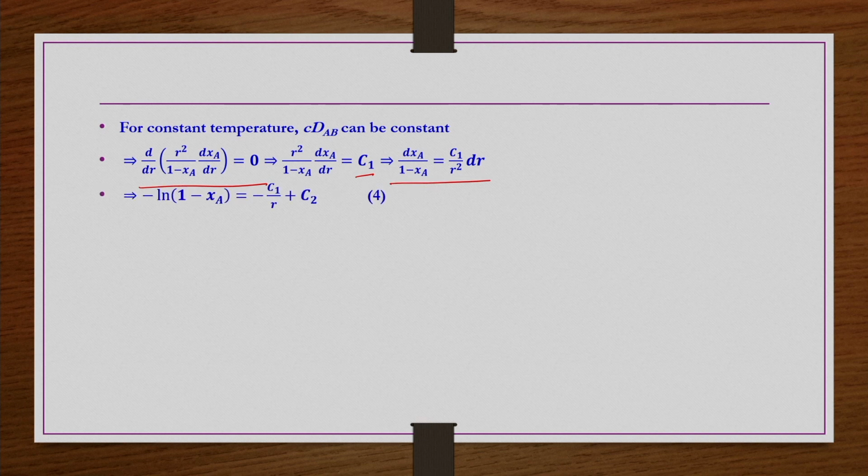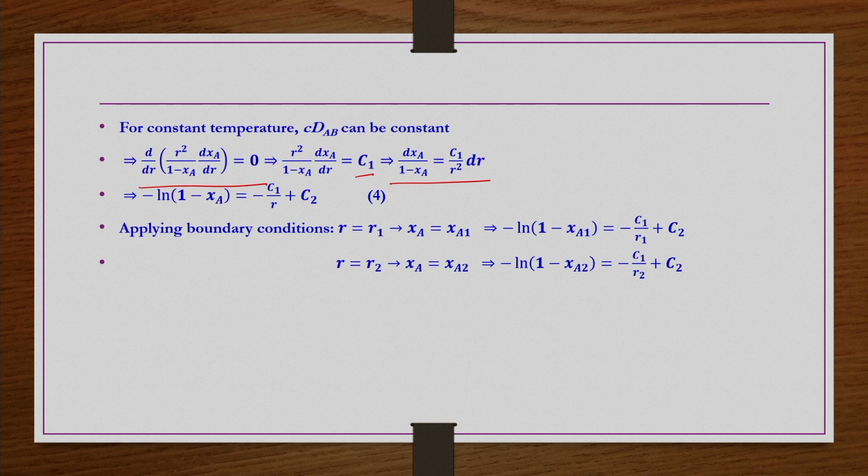Now, once again if you integrate, you get ln of 1 minus XA divided by minus 1. So, that is minus ln 1 minus XA is equals to the integration of R power minus 2, which is minus 1 by R. So, minus C1 by R plus another integration constant C2. Now, we have two boundary conditions. At R is equals to R1, we have XA is equals to XA1. At R is equals to R2, XA is equals to XA2. When you apply these two boundary conditions, you get these two expressions, simply replacing R equals R1 and XA equals XA1, and R equals R2 and XA equals XA2 in the first and second equations respectively.